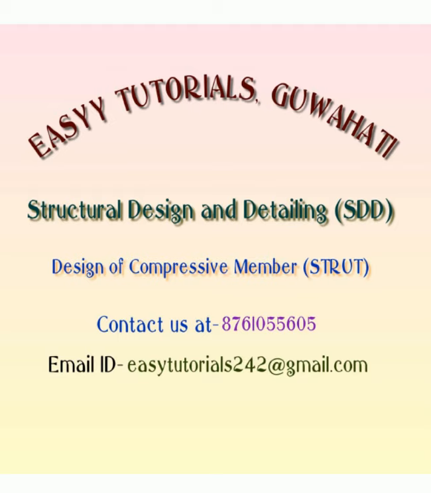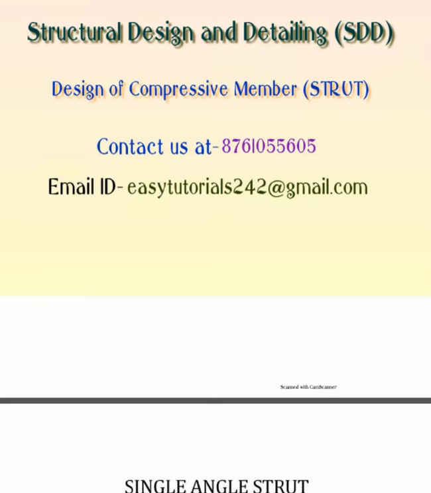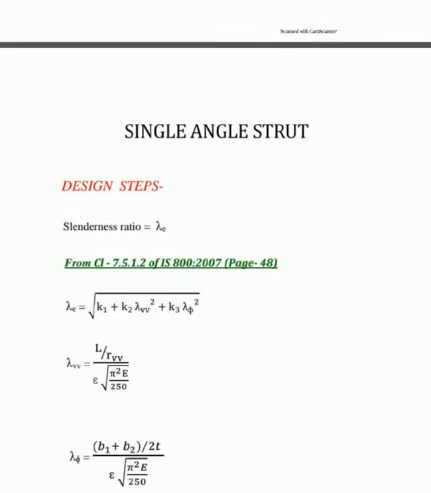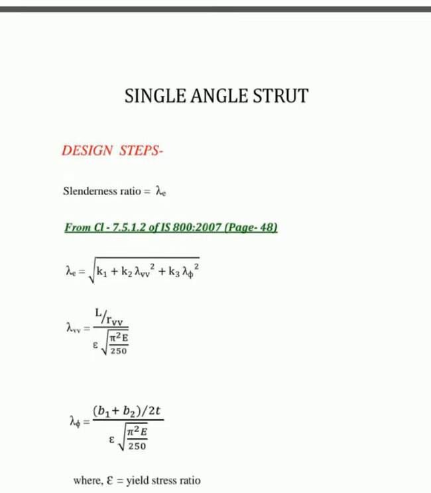Today in this session, I am going to discuss the topic Design of Compressive Member Strut. As we discussed in the previous lecture, a strut is an inclined member. Strut is of two types, single angle and double angle. Today we will discuss the design steps of the first, single angle strut. For that you require two things, your IS 800 2007 and the steel table.